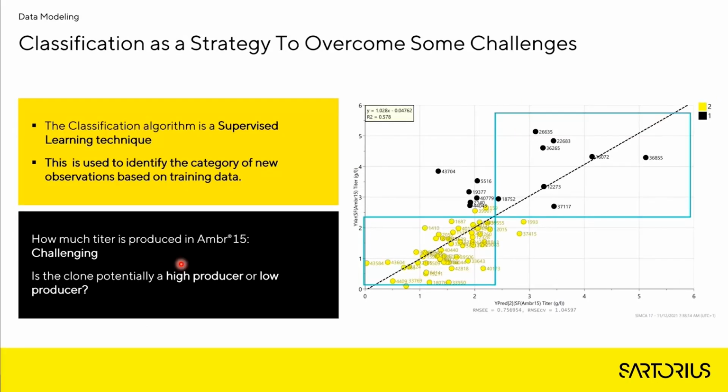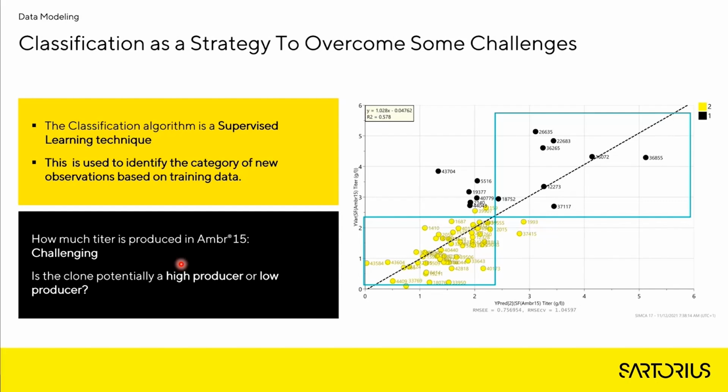So to be able to overcome some of these challenges, we came up with classification algorithms. In general, classification algorithms are a kind of supervised learning technique and a subset of machine learning algorithms that are used to categorize data into predefined classes or groups.